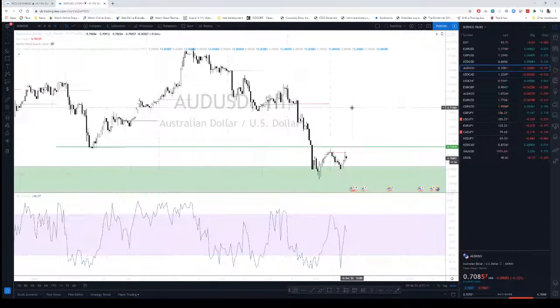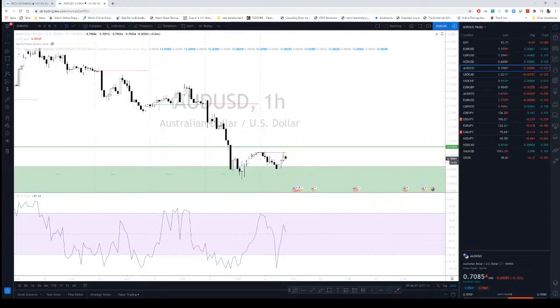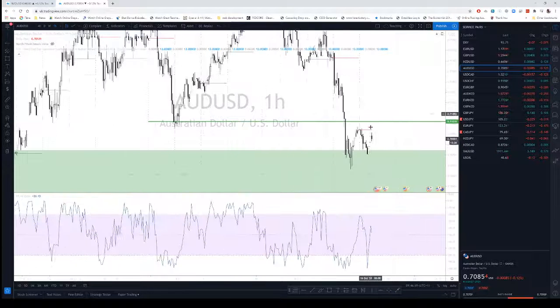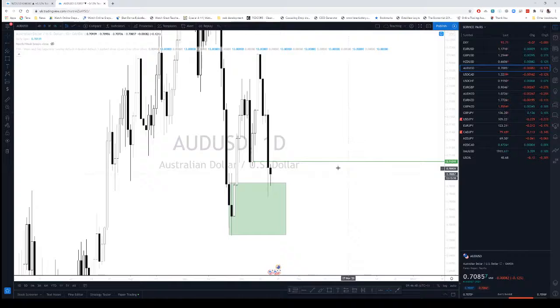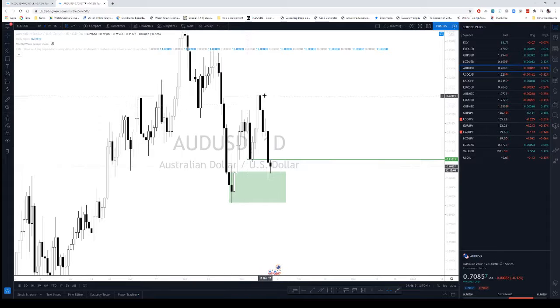Aussie dollar. This one not so much of a breaker, but we do have this level on the daily as I highlighted. On the daily, as I highlighted, as a breaker. Yeah, we have our high, high, and then we break down. So this whole down candle here is essentially the breaker.